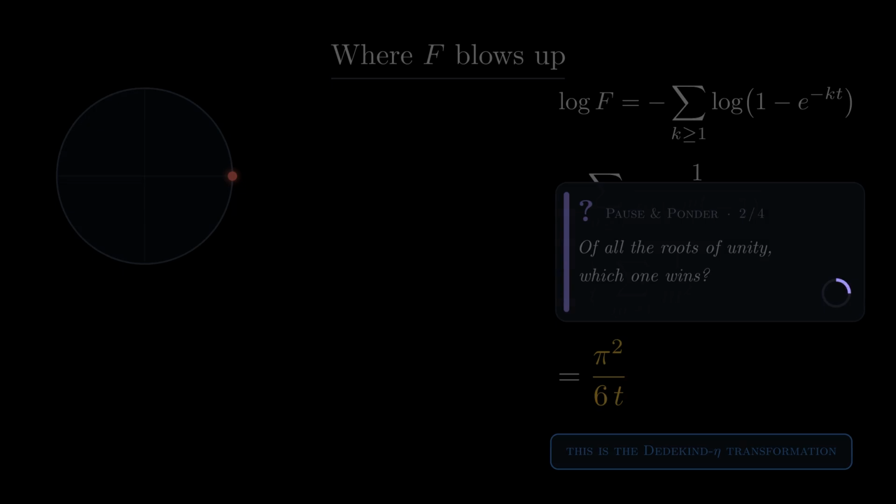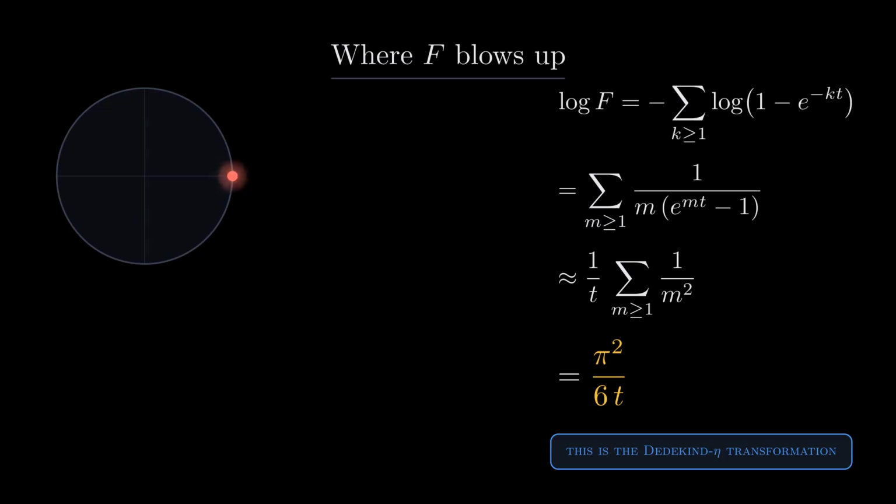One at q equals 1, the root with the smallest denominator. Its blow-up is the strongest by far. The others matter too, but they're whispers next to it. We'll come back for them. The takeaway, right next to the wall, f grows like e to the pi squared over 6t.